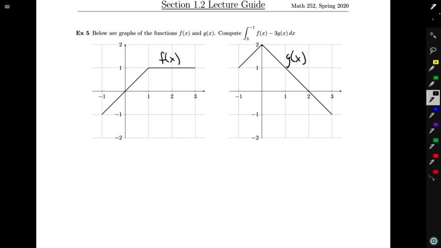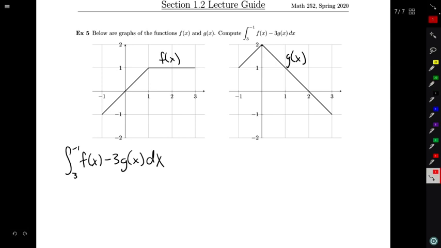So if we want to compute this integral from 3 to minus 1 of f of x minus 3g of x dx, one option would be coming up with formulas for f of x and g of x, then doing the algebraic manipulation to come up with a formula for f minus 3g, drawing a graph of that, and drawing some triangles and rectangles and computing some areas. That's not going to be the most efficient strategy, because we now have these new properties that allow us to do this a little more quickly.